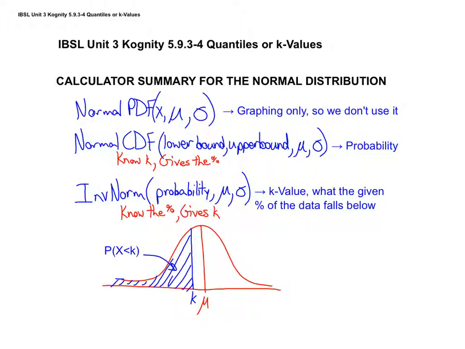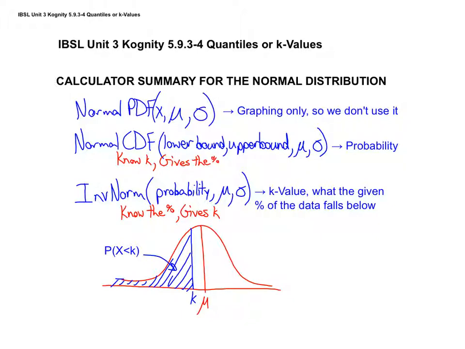Today what we're going to look at is this inverse norm on the calculator. And what this is for is, if we know the mean and the standard deviation, we can find the score that has a certain percent of the data below it.